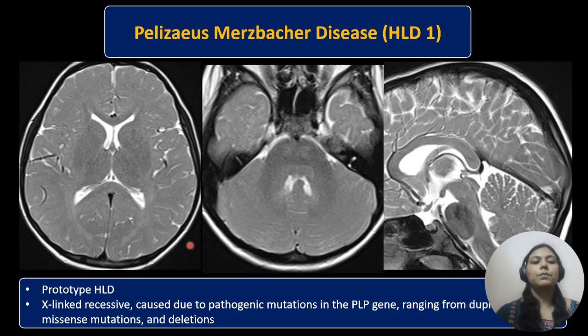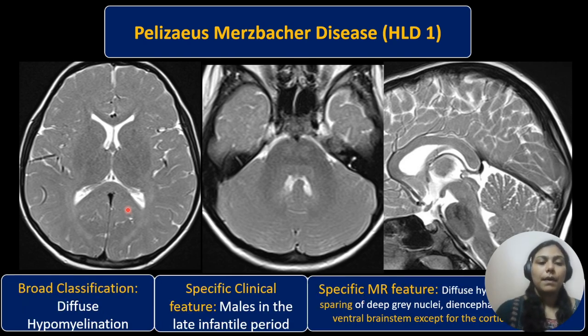Pelizaeus-Merzbacher disease is the prototype hypomyelinating leukodystrophy which shows diffuse hypomyelination. It is an X-linked recessive disease caused due to pathogenic mutations in the PLP gene, which is the structural myelin protein gene. Now on MR, we see diffuse hypomyelination, but there are certain specific features. For example, there is sparing of the ventral brainstem except for the corticospinal tract. There may also be sparing of the basal ganglia and the deep grey nuclei.